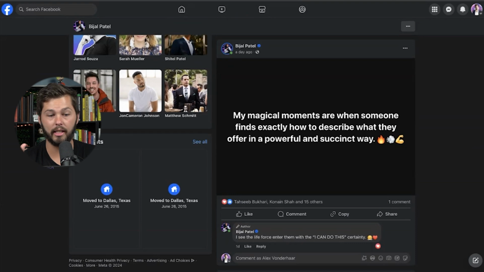They're highly engaging. They take up a big chunk of the screen because Meta allows you to turn those 1 or 2 sentences into full image size posts, which she's done a great job of. My magical moments are when someone finds exactly how to describe what they offer in a powerful and succinct way. So what does a branding agency do? Exactly this, but it's not saying, hey, come to my branding agency and download this PDF and we'll get started.